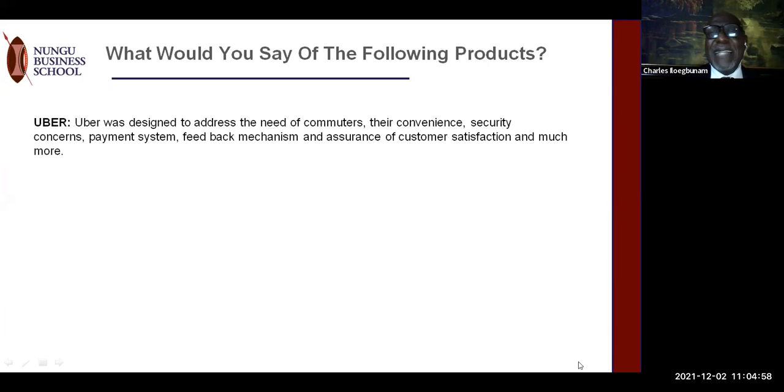They are concerned about security. They are concerned about the payment system, about the feedback mechanism, about the assurance that they will be satisfied after they take this trip, okay? And somebody compounded all this together and offered it as a solution.